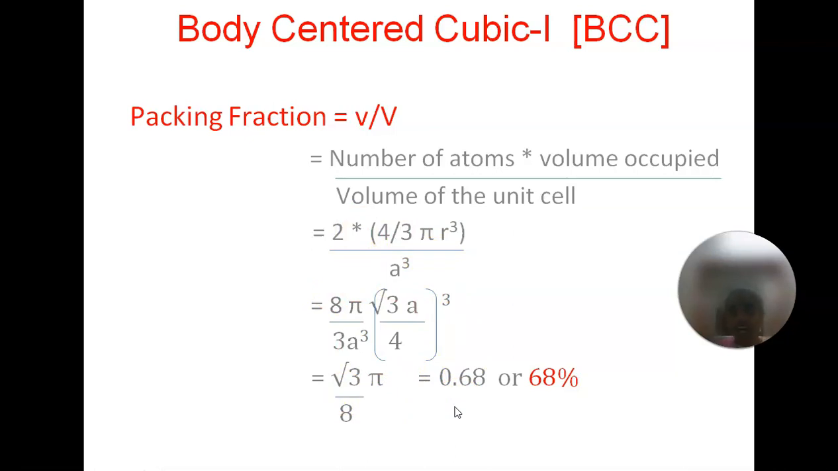For simple cubic we have only 52%, and for body centered cubic we have 68%. When compared to simple cubic, body centered is more densely packed. Thank you, students. In the next class, we will see the face centered cubic and hexagonal close packed structures, and we will calculate the packing fraction for these structures.